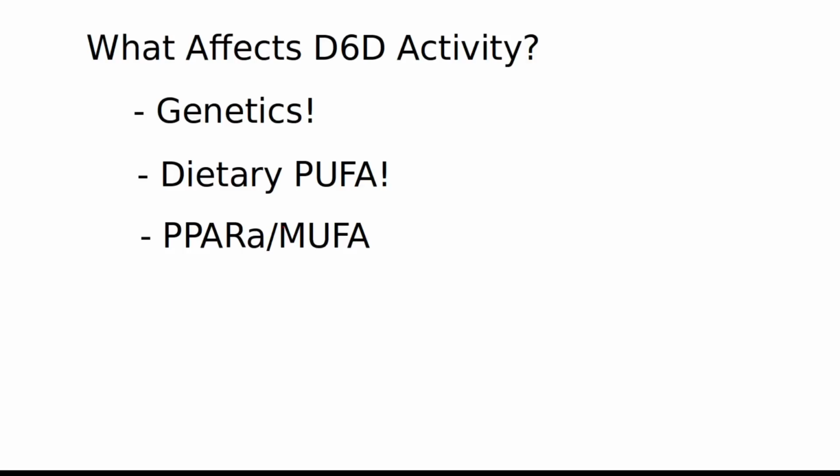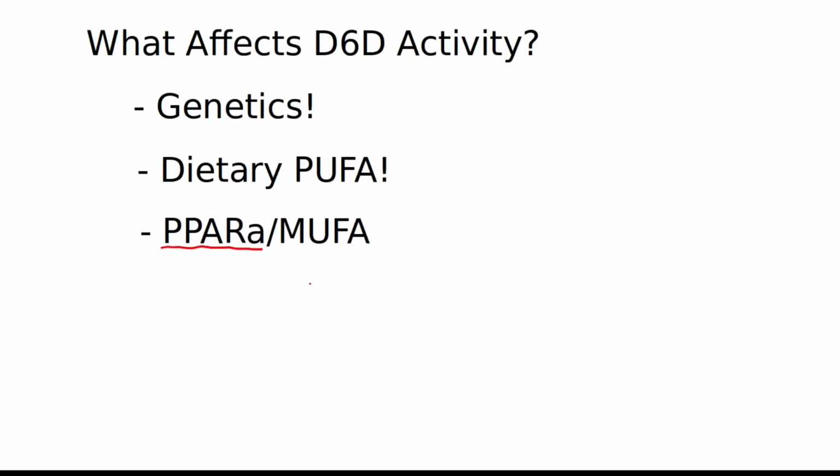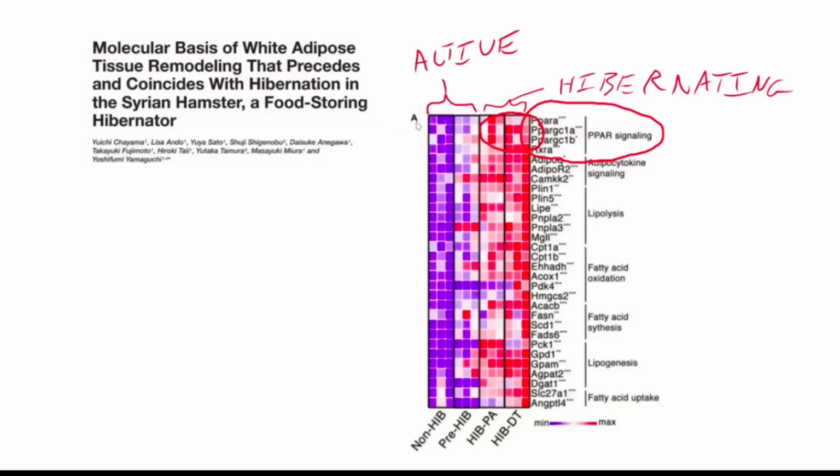And another thing that affects D6D activity is the amount of PPAR alpha that you have. One of the target genes of PPAR alpha is delta 6 desaturase. If you have high PPAR alpha activation, you are going to have high delta 6 desaturase activity. This slide I stole from the Emergence diet. This is the active season. This is grizzly bears in July. They don't have a lot of PPAR activity.